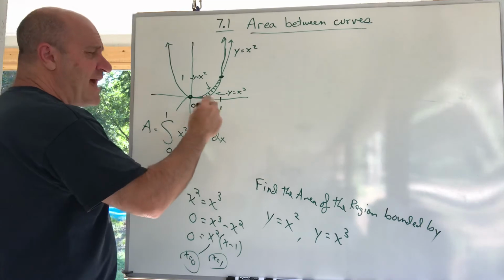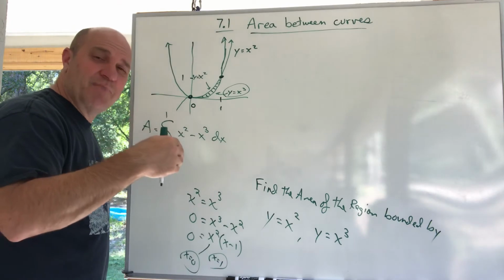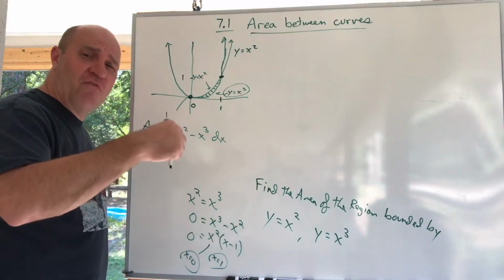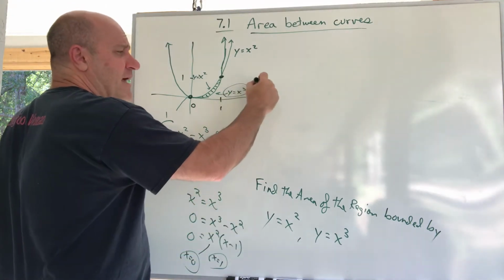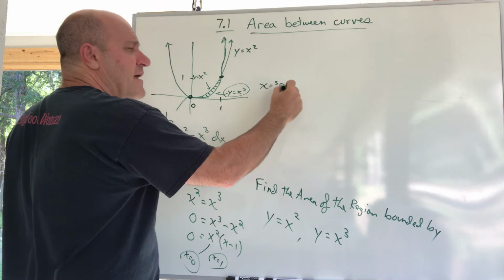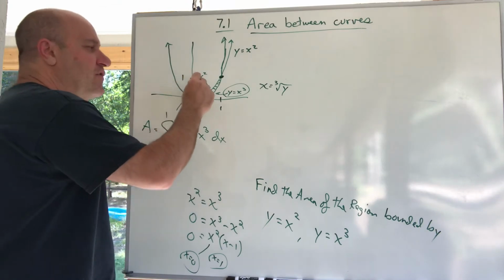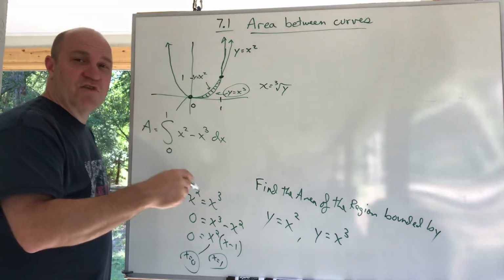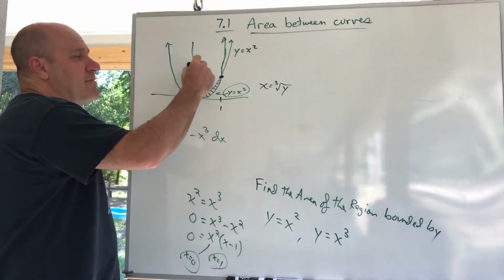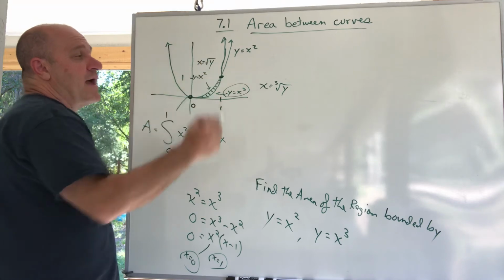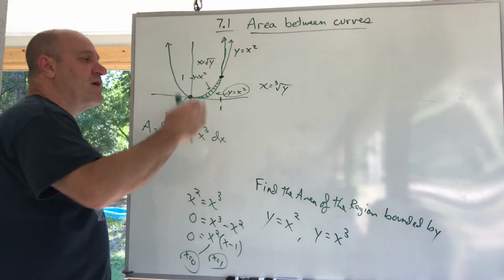What you have to do now is this: the right curve is y equals x cubed. But you have to write it as a function of y, meaning you have to solve for x in terms of y. So x would be the cube root of y, or y to the 1/3 power. This curve here is y equals x squared, but when you solve for x in terms of y, it becomes x equals the square root of y. Again, the bounds are these y bounds here, 0 to 1, right minus left.